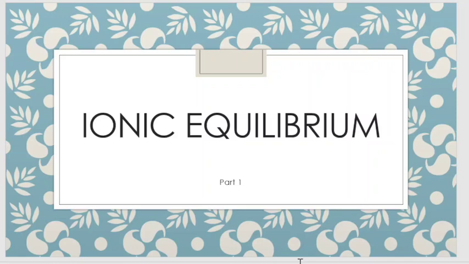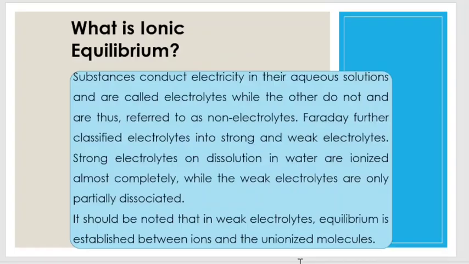Without any delay, let's get into the first topic of ionic equilibrium, that is, what is meant by ionic equilibrium. If we consider the electrolyte, what is meant by electrolyte? The substance which conducts electricity in the aqueous solution is nothing but an electrolyte. And those which do not conduct electricity in the aqueous solutions are nothing but non-electrolytes. And electrolytes are of two types: strong electrolytes and weak electrolytes.